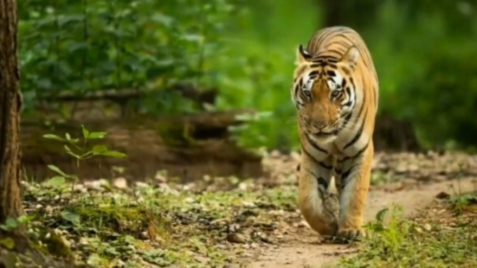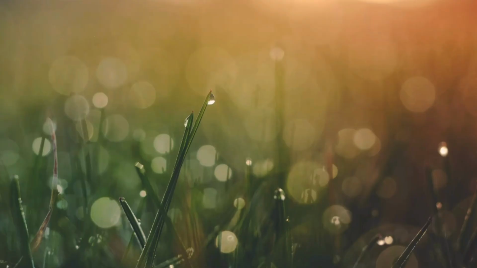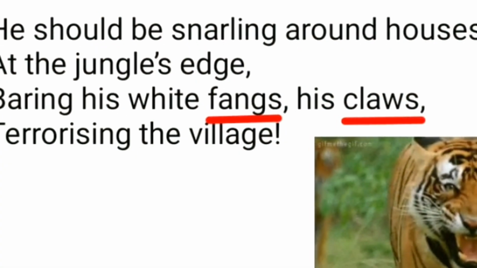But the tiger in the cage is different. Here he has to depend on others, on other human beings, to satisfy his hunger. The poet is really feeling bad about the tiger's condition, who seems helpless. So let's look into the third stanza now.